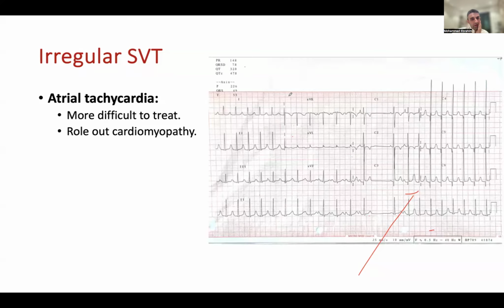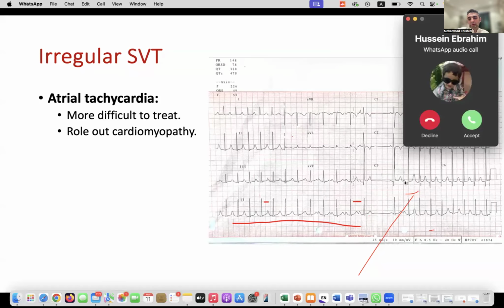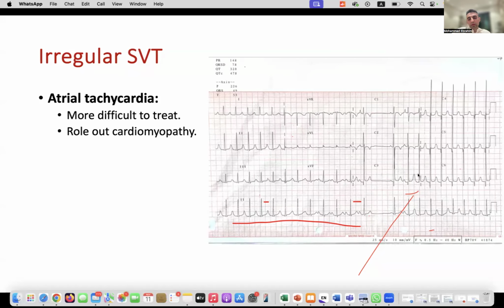This is one example of a patient. As you can see, there is a narrow complex tachycardia here. If you look carefully, this interval here is longer than this interval, so definitely irregular. Then it terminates, and this is a P wave, and then tachycardia resumes. So that's an example of an atrial tachycardia.